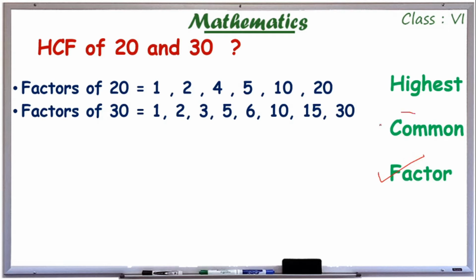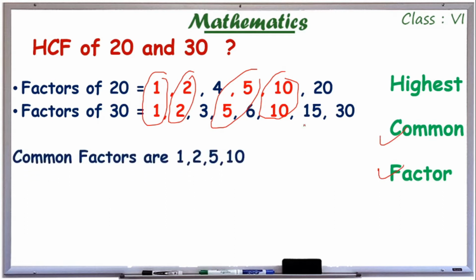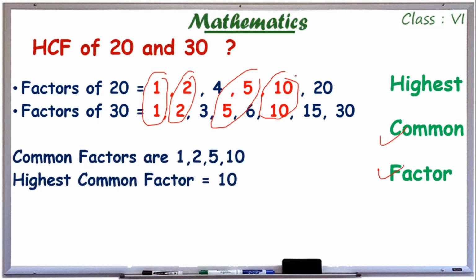Now I have to find the common factors, common among them. So which numbers come in? 1, 2 are common here, and also 5, 10. So 1, 2, 5 and 10 are common. So the factors and the common factors are ready. So the common factors are 1, 2, 5 and 10, and the highest common is 10.